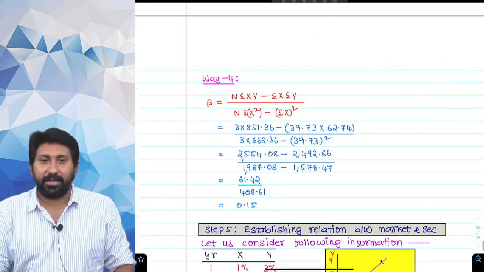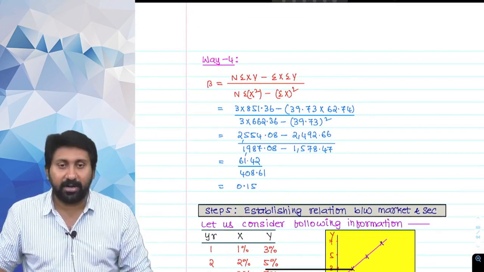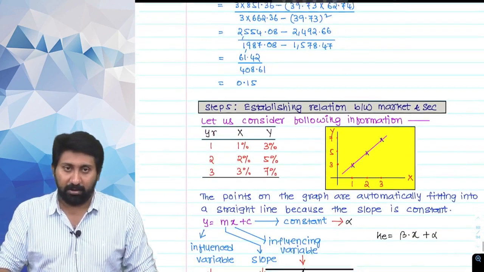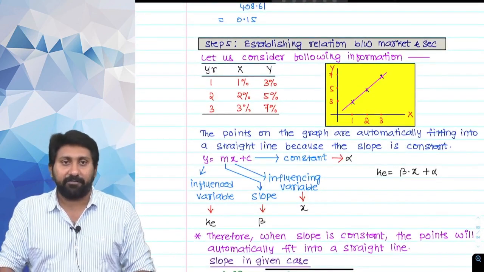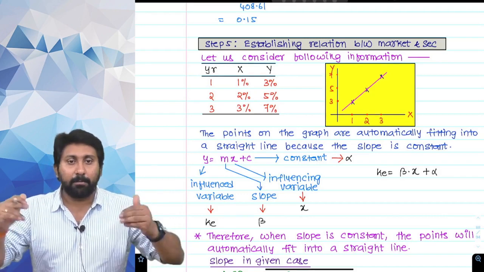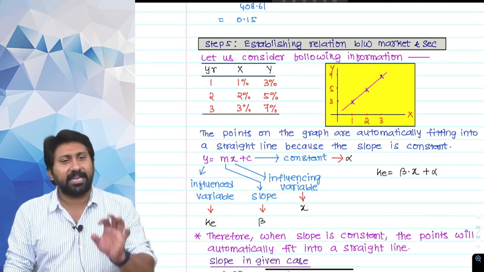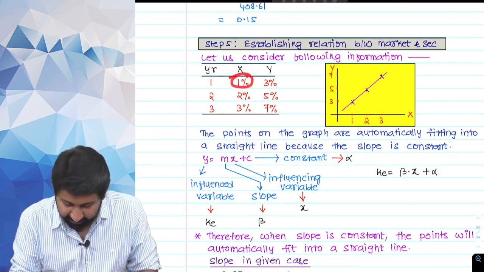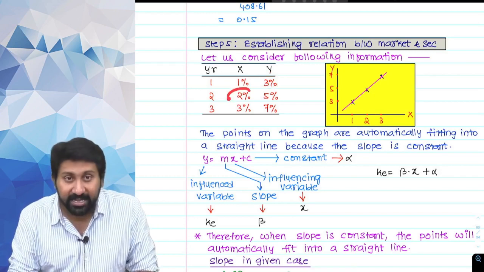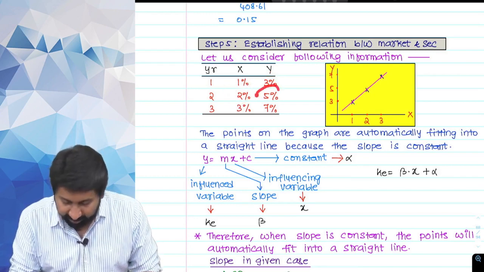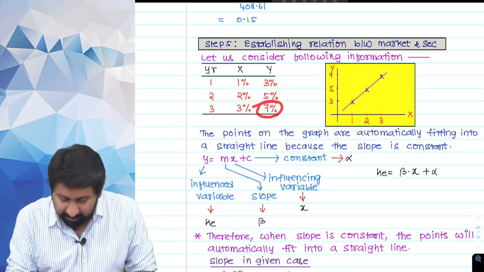So the point is, y equal to mx plus c is a game changer in the model called Sharpe's single index model. Now, establishing the relation between market and security. From here, I have taken a different example. The problem will start soon. Let us consider the following information. Market X increases 1%, security Y 3%. Market increased by 2, security increased by 5. Market increased by 3, security increased by 7.